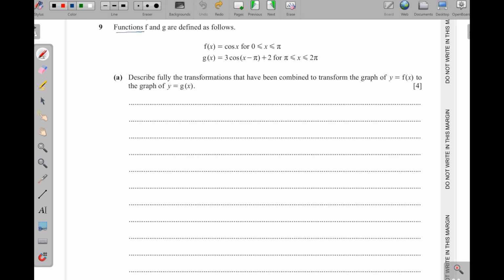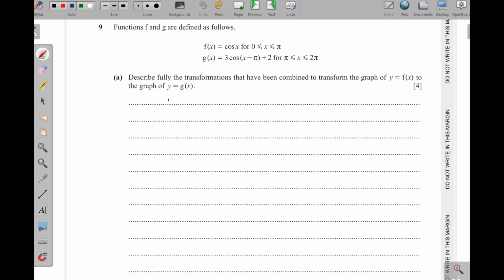Question 9. Functions f and g are defined as follows. This is what it is here. And then they are saying part A, describe fully the transformations that have been combined to transform the graph of y equals f(x) to the graph of y equals g(x).